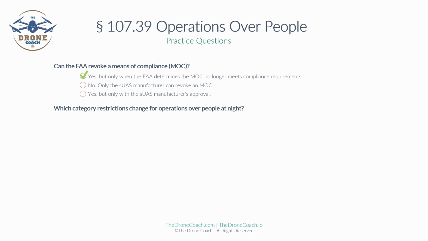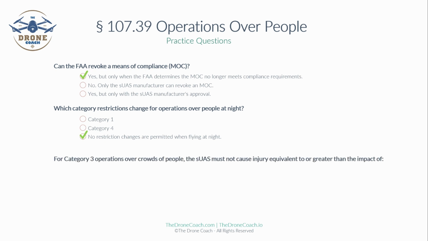Which category restrictions change when flying over people at night? None. No restrictions change. For Category 3 operations, the SUAS must not cause injury equivalent to or greater than the impact of... Category 2 was 11 foot-pounds. Category 3 is 25.